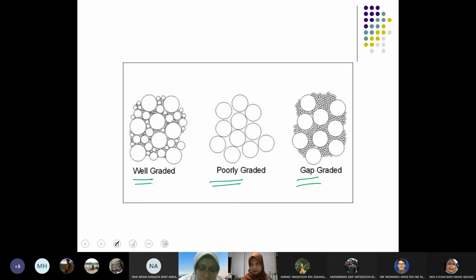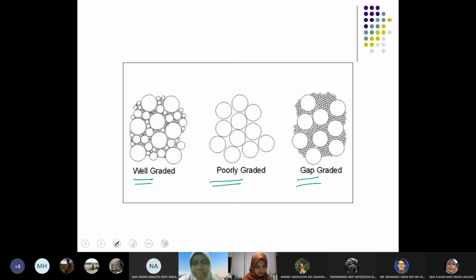Kalau well tu dia bagus lah sebab dia mencukupi. Dia ada mixture of sufficient amount between large particle with small particle. So kalau tengok di sini, ada yang besar, ada yang sederhana, ada yang halus. Kan, nampak ni yang hitam tengah tu yang halus. Right? So they fill up. Yang mana yang halus tu dia fill up the voids between the bigger and also the intermediate size. Okay. So ni kita panggil sebagai well graded.